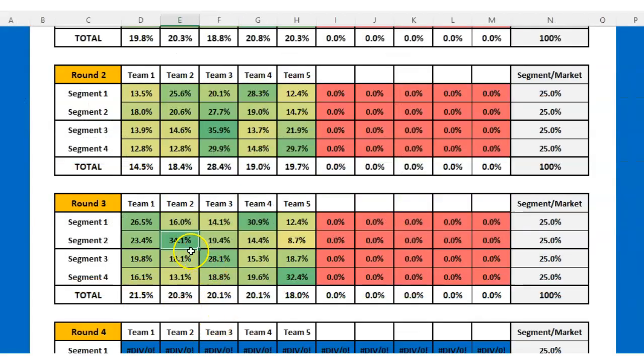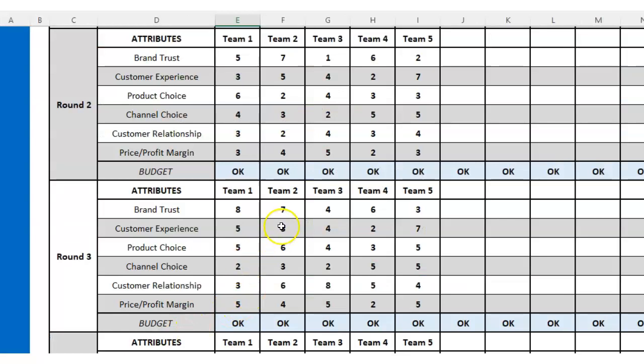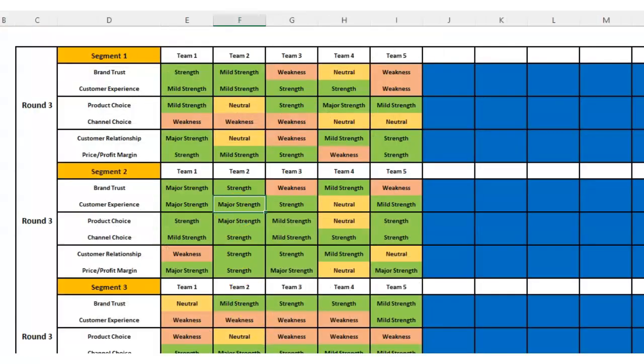So what we're trying to work out is Team 2, segment 2. So Team 2, segment 2 is down here, and you can see they have a strength, mild strength, so they can improve that. Major strength, you wouldn't want to change that. Strengths can be slightly improved to major. So they are strong across the board, but customer experience may improve. So we probably would want to look at changing that. So I'm going to change that to 5. Come back over here, and now that's a major strength.